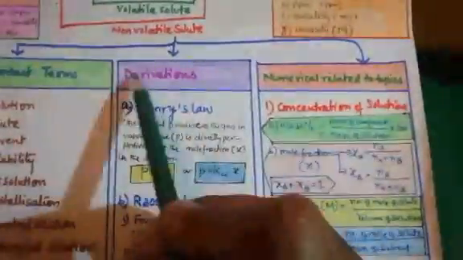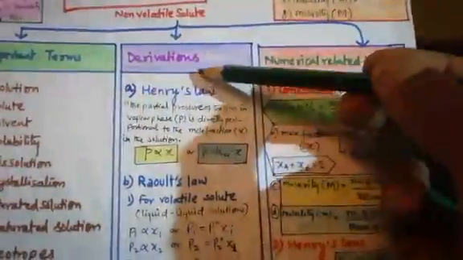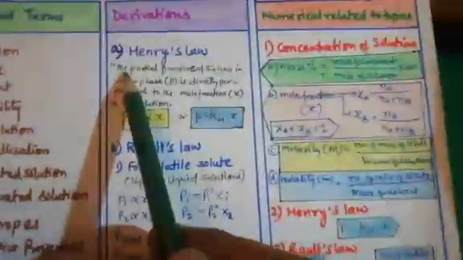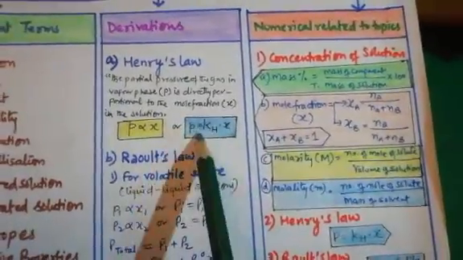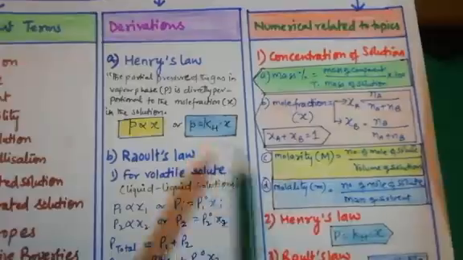The second thing is the questions coming from derivations. We need to derive the relationship, the equation. First is from Henry's law: the partial pressure of a gas in the vapor phase is directly proportional to the mole fraction. P is directly proportional to X, so P becomes KH into X. Some numericals will also come related to this topic.